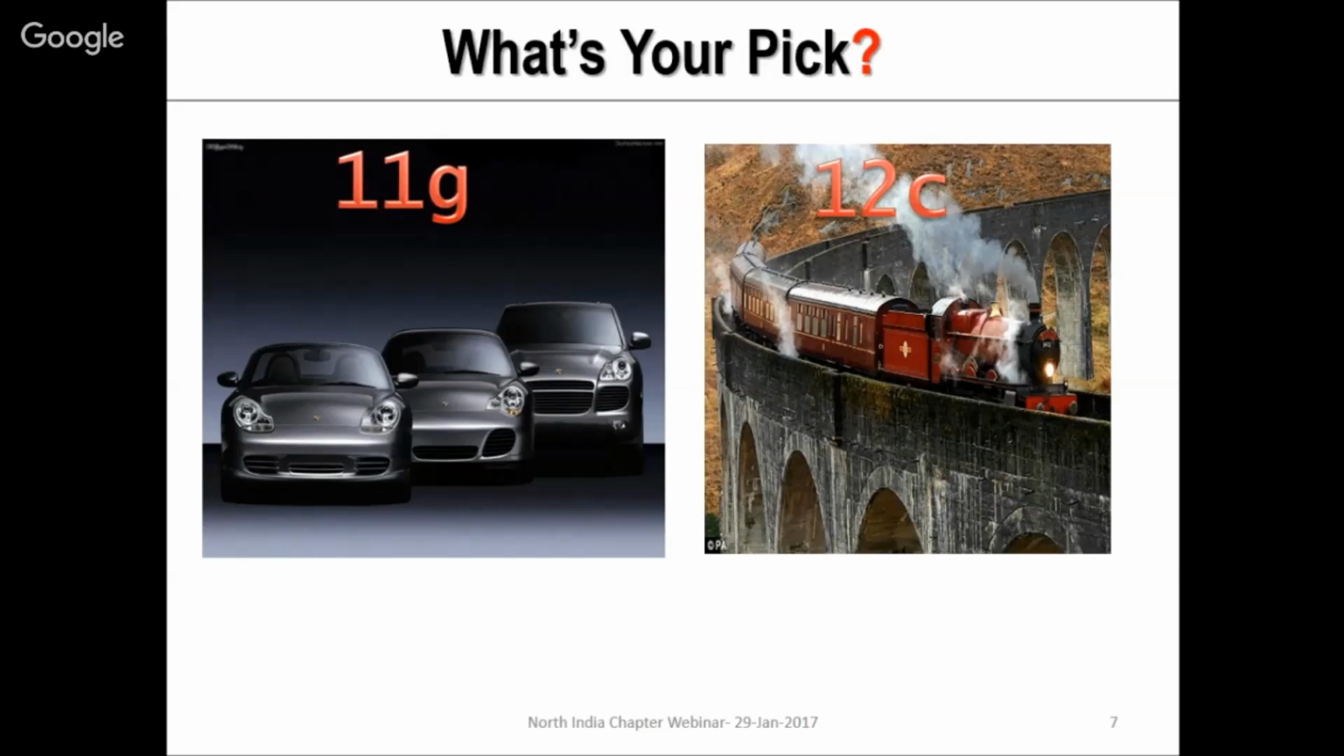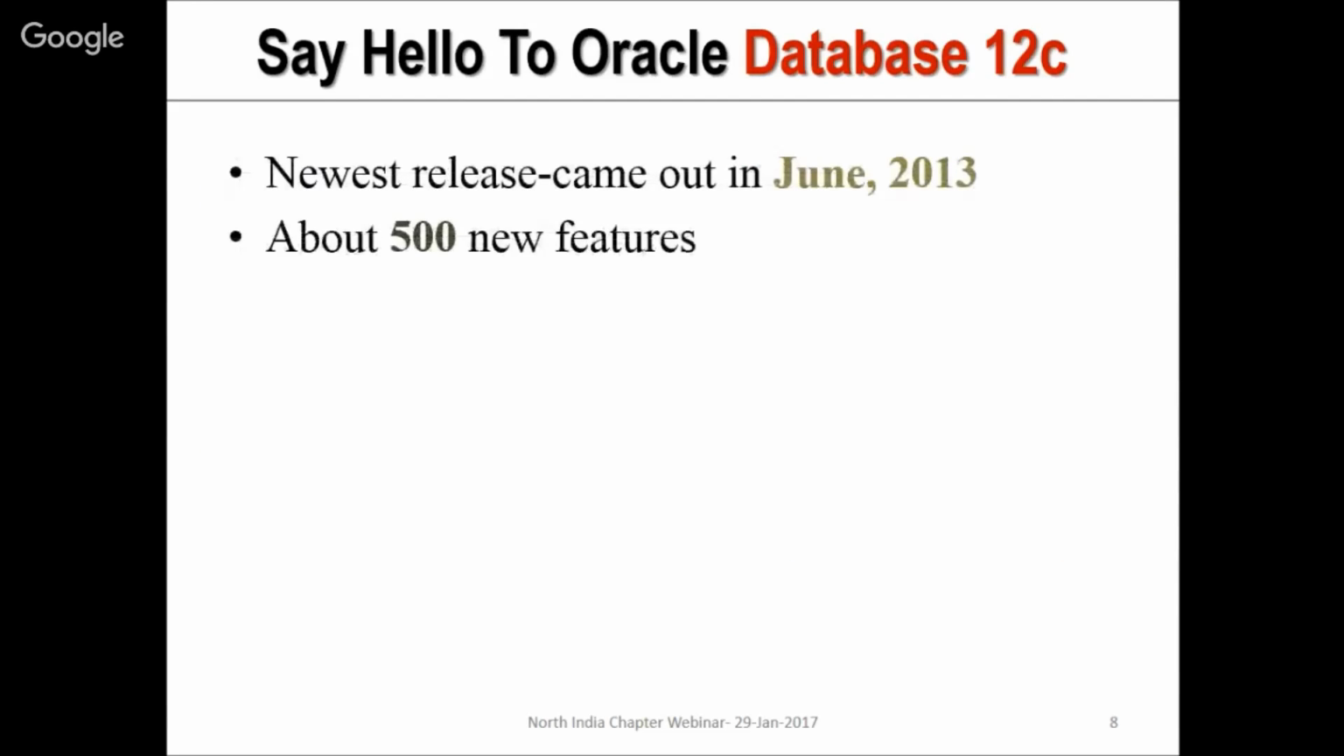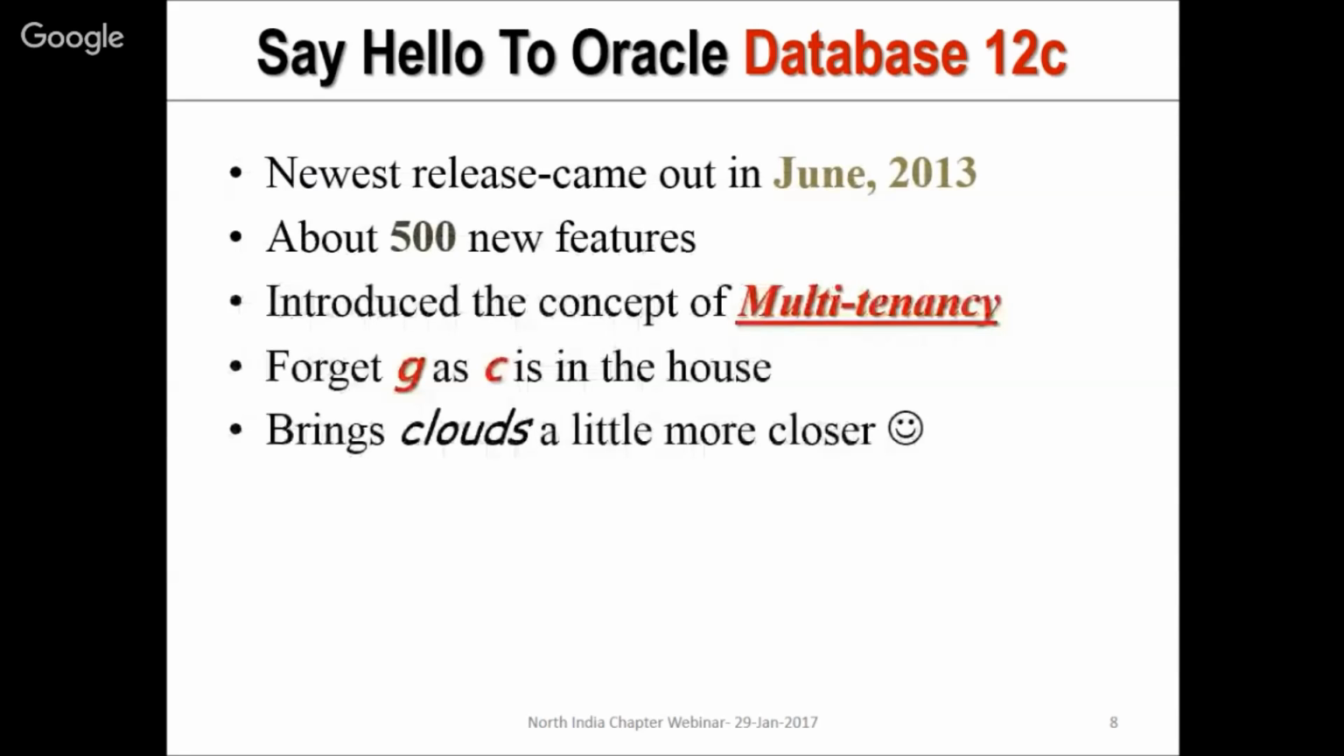So the C in the 12C is basically meant for the consolidation of the databases in one database. So the 12C actually is now not really a new release. It has come quite long back now. We are in 2017. It was launched publicly in June 2013, and at that time it came with lots of features, nearly 500 new features. And of course, one of the major ones was multi-tenancy.